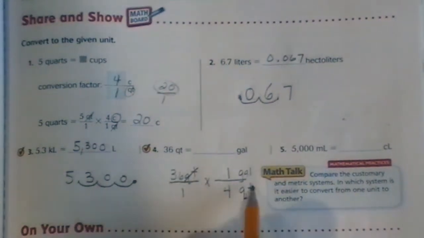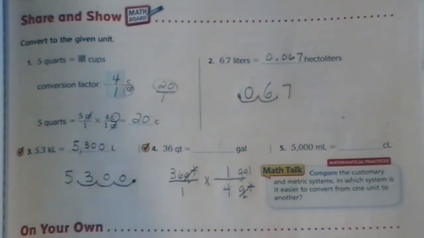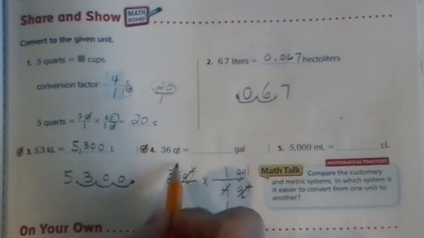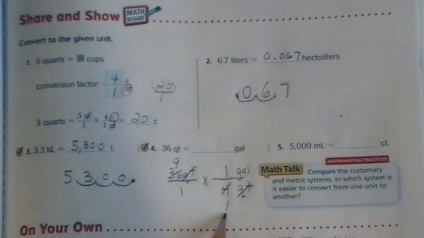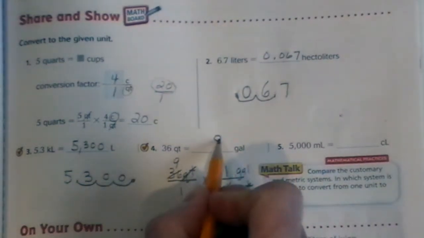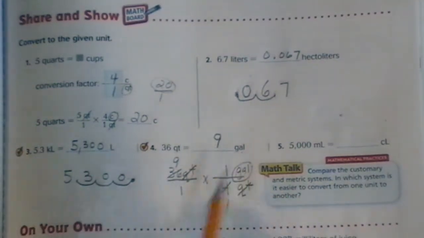My quarts cancel each other out, and now I can cross simplify. I know that 36 is a multiple of 4. 4 goes into 4 1 time, and 4 goes into 36 9 times. So I've got 1 times 1 here in my denominators and 9 times 1 in my numerators, and that equals 9. And I'm left with gallons, so I've got 9 gallons. So 36 quarts equals 9 gallons.